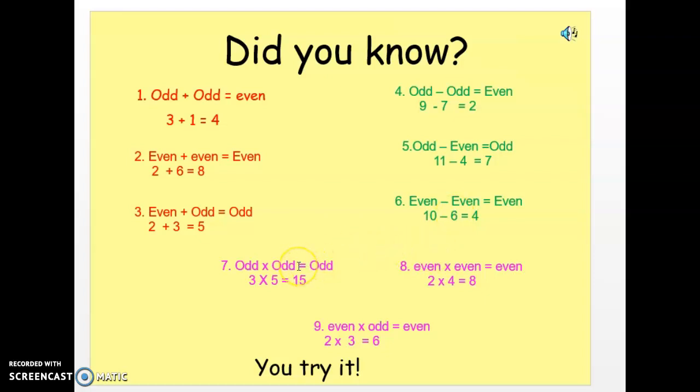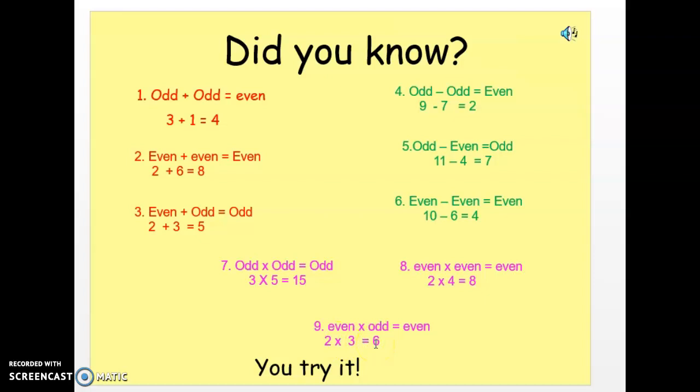When it comes to multiplication, the multiples of odd and even numbers, if you multiply an odd number times an odd number, the answer you should get should be an odd number. For example, 3 times 5 equals 15. 1 times 3 equals 3, or 5 times 7 equals 35. So all those are odd numbers. Even number times an even number equals an even number. A good example we have is 2 times 4, which is 8. Another one, number 9, even times an odd number equals an even number. A good example that I have is 2 times 3 equals 6.